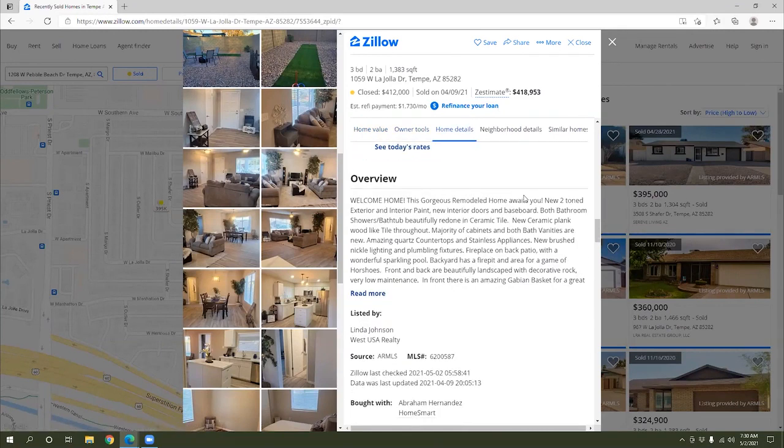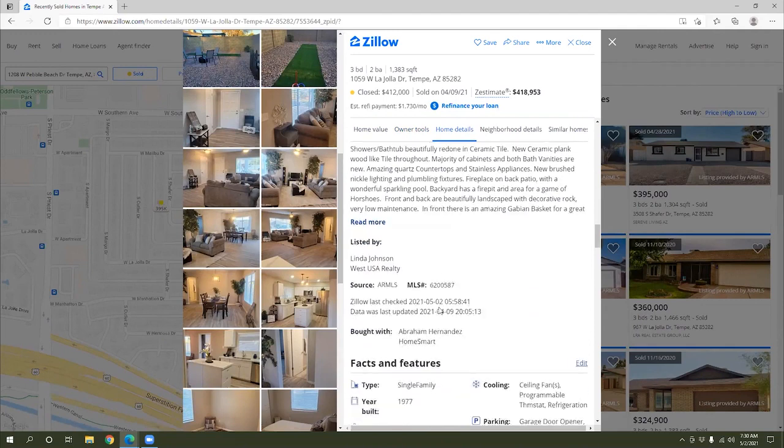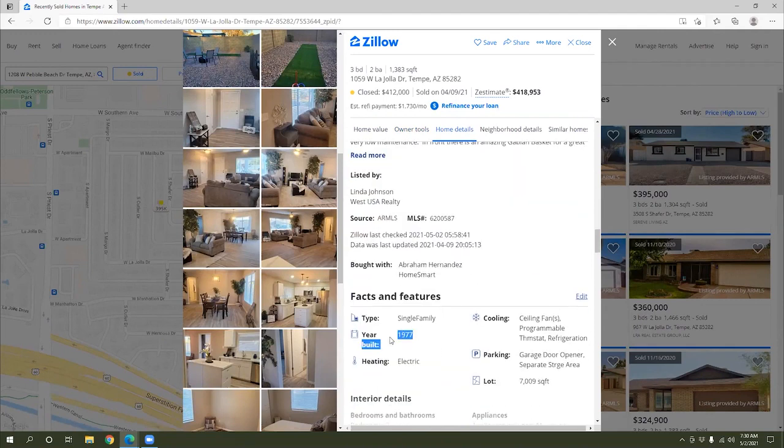You can hop down here, just gloss through the remarks. Remodeled home awaits you. Landscaped, blah, blah, blah, looks good. We can see the year built. Ours was 1970. This is 1977. Looks like the same style house. I feel good about that.